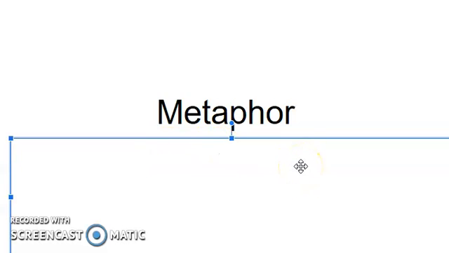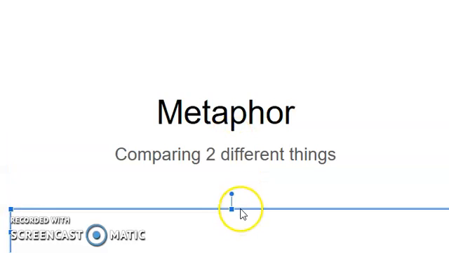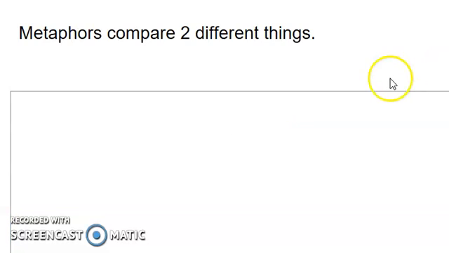Today we'll be learning about metaphors. You might remember that a metaphor is comparing two different things. Metaphors compare two different things.